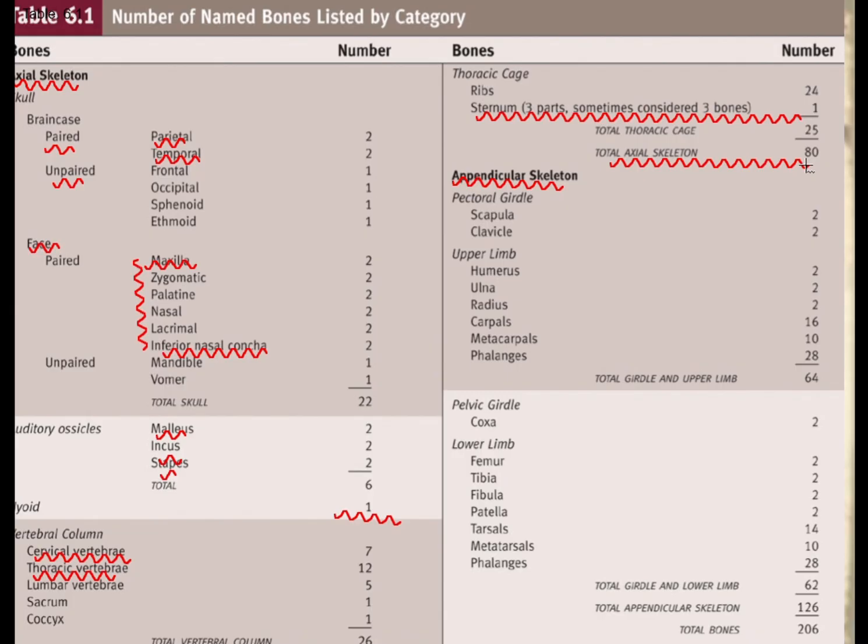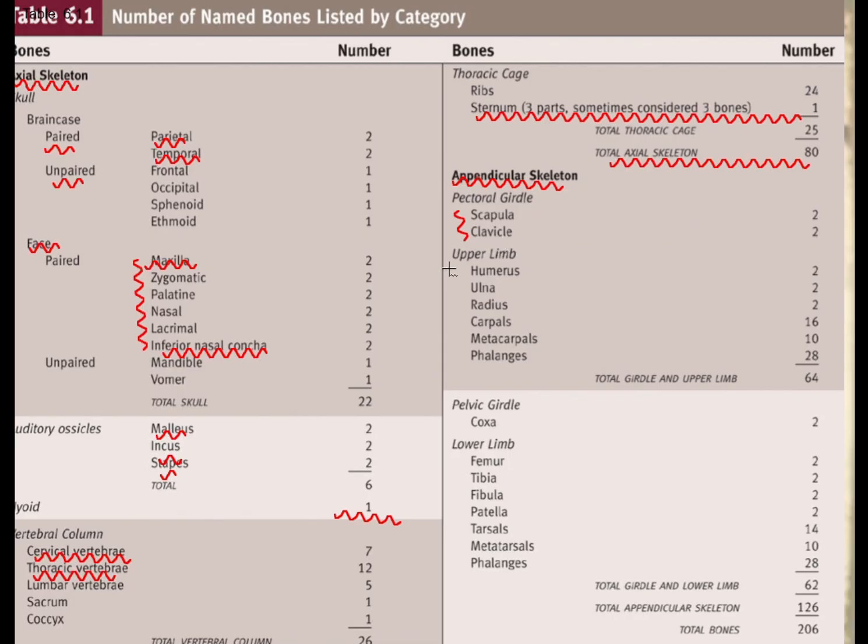The appendicular skeletal system is generally divided into two types. One is the girdle, another is the limbs. One is the pectoral girdle and pelvic girdle. And the limbs are 4 in number, so 30 into 4, that equals 120 in number. One by one we will discuss here. The pectoral girdle has the scapula and clavicle. The scapula and clavicle are in pairs, that is 2 in number: scapula 2 in number and clavicle 2 in number.